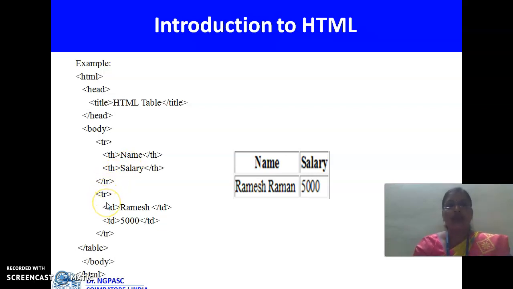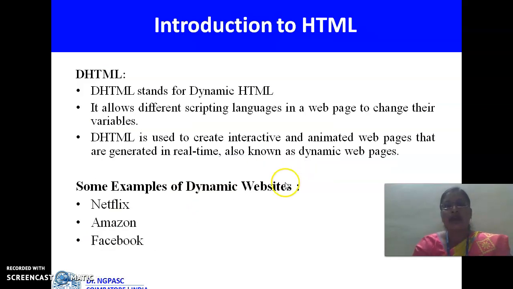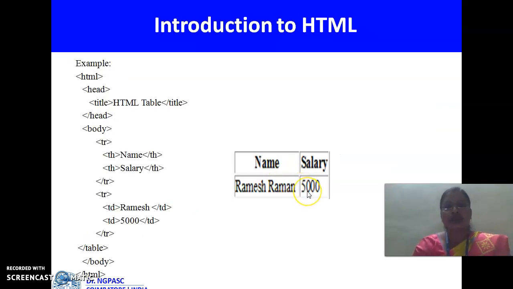After that, again I open the table row tag. Here I mention the values for the table, that is the name and salary. After that I have to close the table data tag, that is TD, and also the TR tag. Then I close the table tag, body and HTML tag. The output looks like this: name and salary are the headings, Ramesh and 5000 are the table data. If I want to give a heading for this table, I have to use the caption tag.